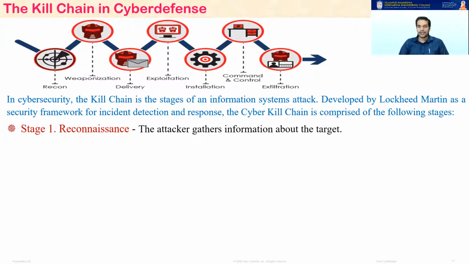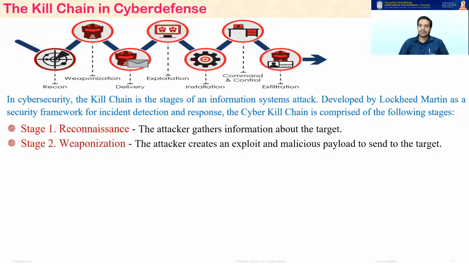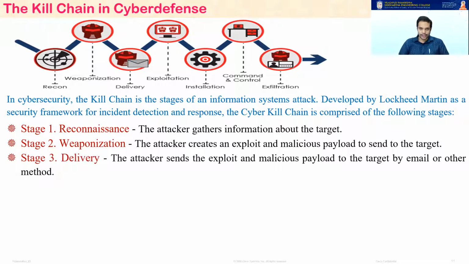See, stage one is called reconnaissance. Here, the attacker gathers information about the target. The second stage is called weaponization. Weaponization means that the attacker creates an exploit and malicious payload to send to the target. First, he will identify and collect a lot of information about the target, what they are more likely to click, or what they are more likely to fall into a trap for, all that information.